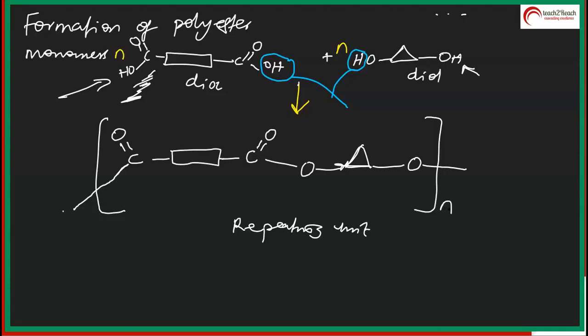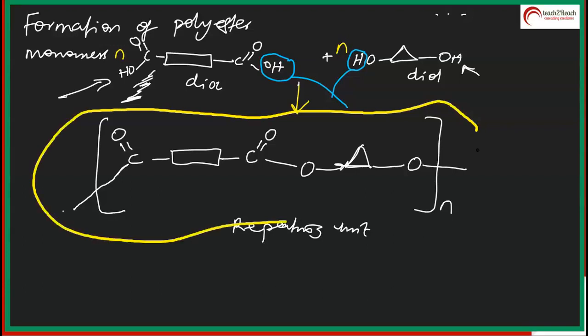But if this N is a particular number, like say 1,000 or 1 million, it means that this thing repeats itself a million times. Then this represents a what? A polymer. So this whole structure represents a polymer. You can see that a polymer consists of a repeating unit. So that is how we show the formation of a polymer.